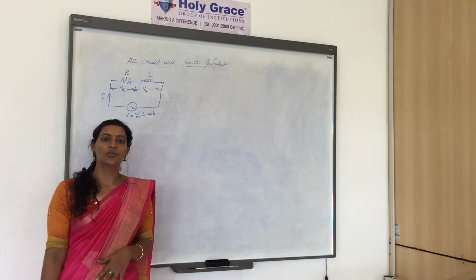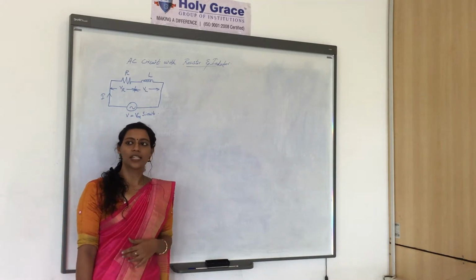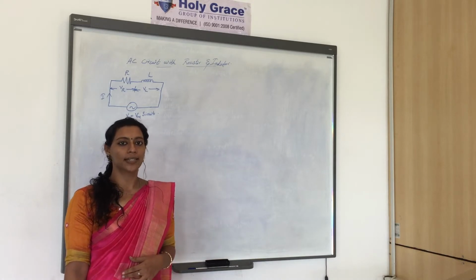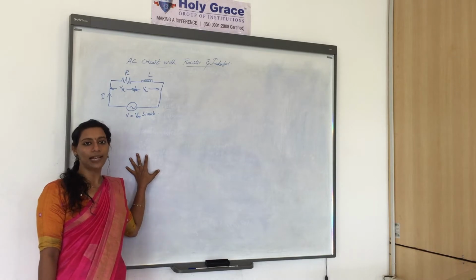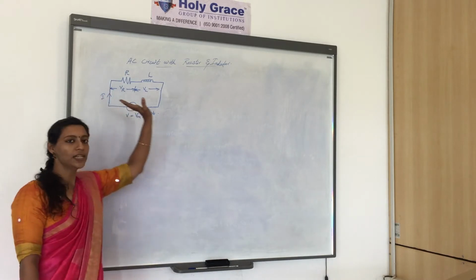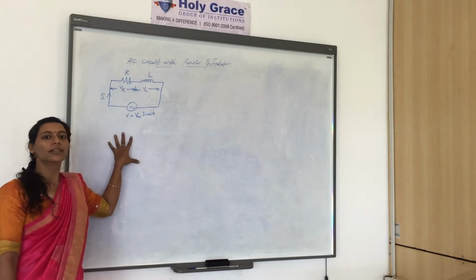In previous sections we have already studied AC circuits with basic elements such as pure resistance, capacitance and inductance. Here we are considering the combinations of these elements. First one, AC circuit with resistor and inductor. Here we are drawing the diagram.